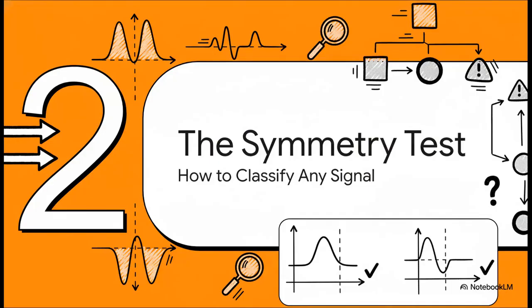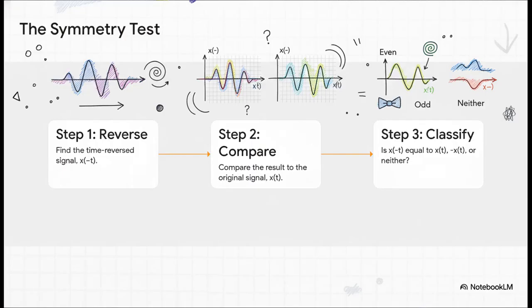So, we've got the definitions down. Now let's build on that and put together a simple test we can use to classify any signal that gets thrown at us. Here it is, your 3-step foolproof method. First, you take your signal, x of t, and find its mirror image, x of minus t. Second, you just compare that result to the original you started with. And third, you make the call. Is x of minus t exactly the same as x of t? Great, it's even. Is it equal to minus x of t? Then it's odd. But what happens if it's neither of those?